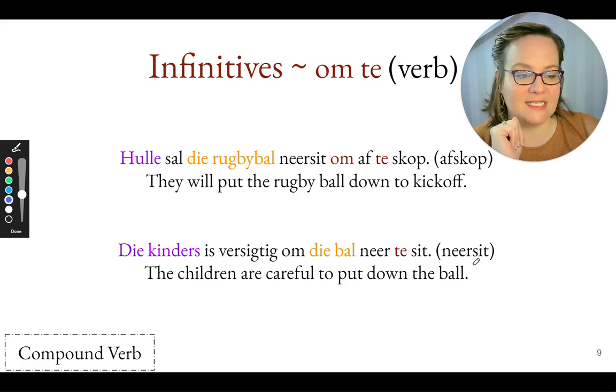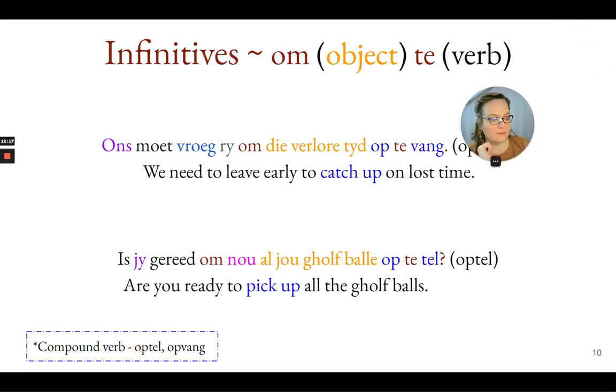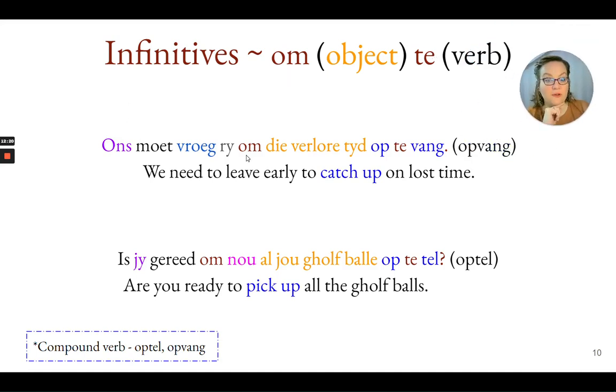Let's look at another one, neersit. That means to put down. Die kinders is versigtig. The children are careful om die bal neer te sit. So they are careful om die bal neer te sit. So you're adding the infinitive in between those compound verbs. Let's do another example. Ons moet vroeg ry om die verlore tyd op te vang. So opvang is to catch up, and you're adding the infinitive in between the compound verb there, op te vang. Ons moet vroeg ry om die verlore tyd op te vang.